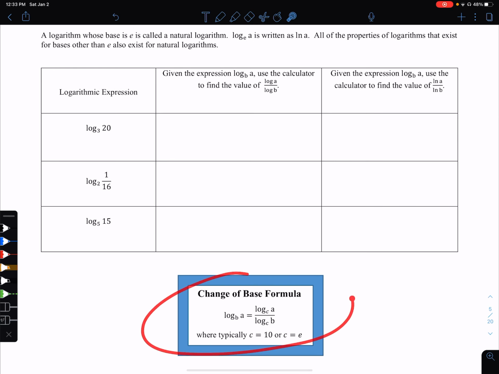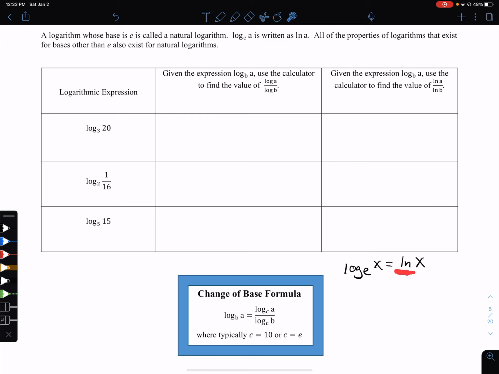Just a reminder of the change of base formula. When you change the base, you can change it to whatever you want. Typically, we're going to change the base to a 10, so it's a common log, or we're going to change it to an E, so it's a natural log. So here's what I would like you to write down. Log base E of x can be written as natural log of x.